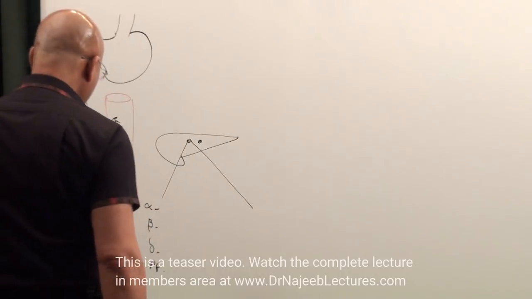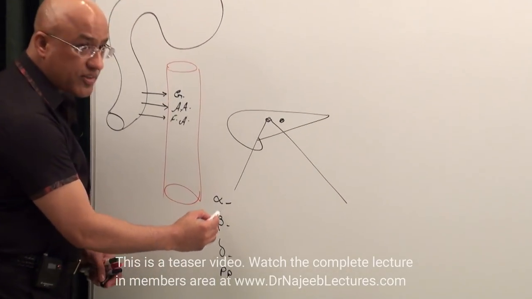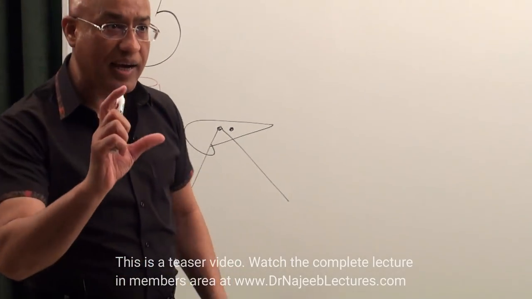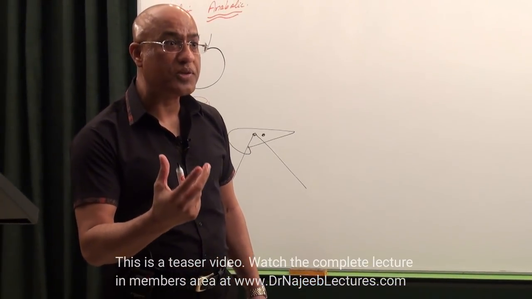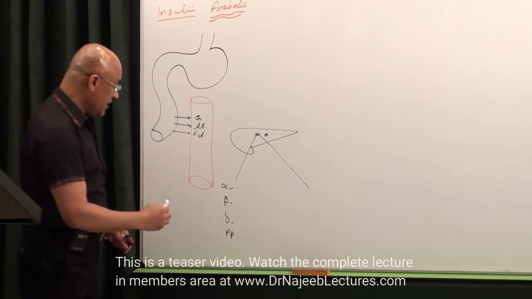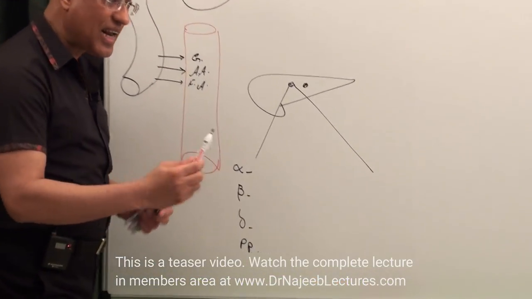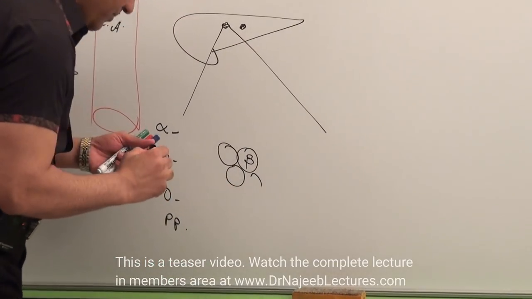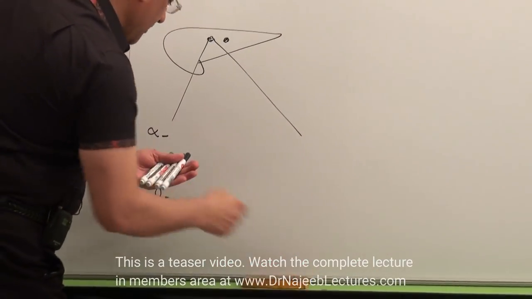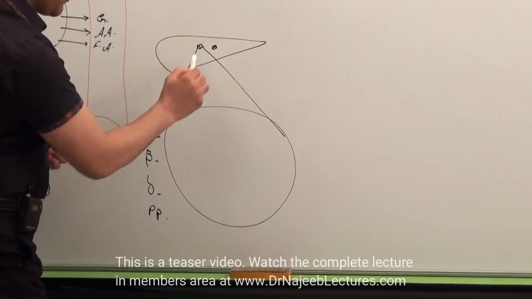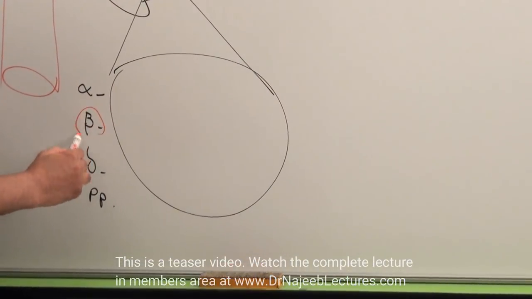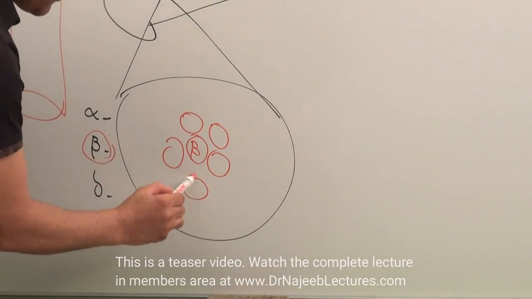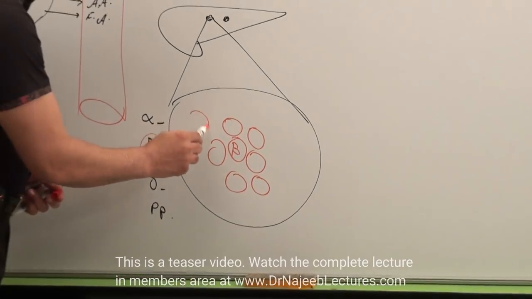Now, all these cells are present in the islet of Langerhans, and they are arranged in a very specific way within the islet. They are clustered in a very special arrangement. How come? Beta cells, like beautiful ladies, are aggregated in the center of the islet of Langerhans. Let's suppose this is the islet of Langerhans, right? Beta cells, like beautiful ladies, are collected in the center of the islet.